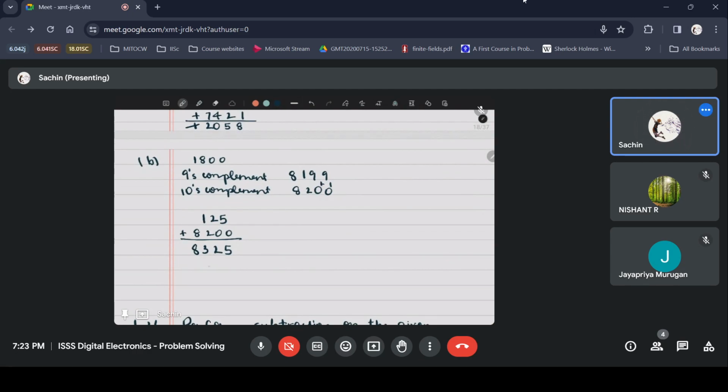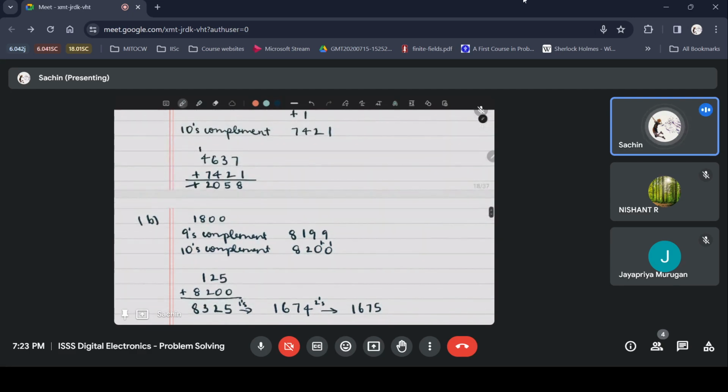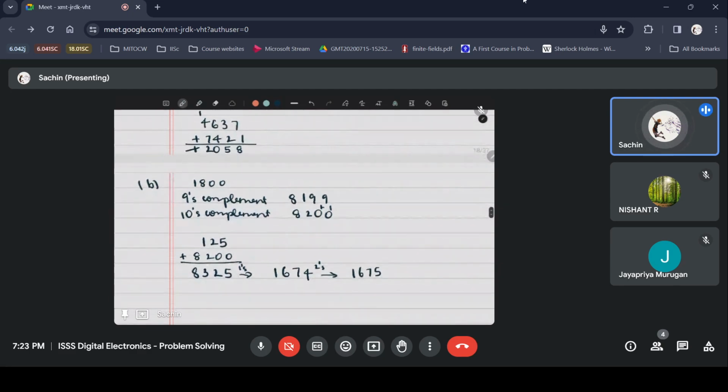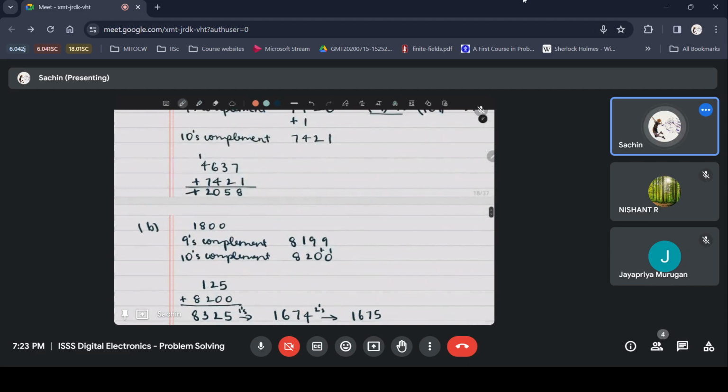8325. One's complement will be 1674. Two's complement will be 1675. You can check 1675 plus 125 is 1800.